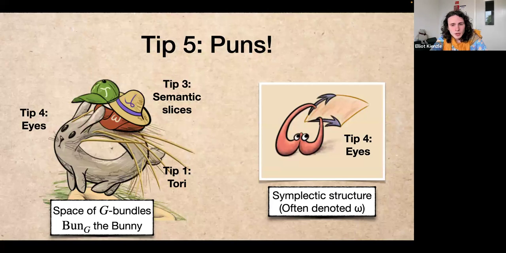And why did I draw it like this? Well, because the symplectic structure, like you see over here, is usually denoted by omega. So I drew it just as an omega, you know? And then now that I have a form to it, I can do tip number 4, add eyes, make it cute. Okay, I like puns, so I'm going to do some speed runs through the puns.